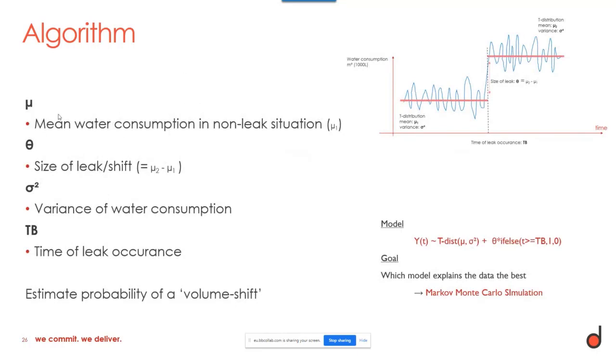The parameters of this model are the mean water consumption in a non-leak situation, the size of the leak, the variance, and the time of leak occurrence. These are all the parameters that we try to estimate. The model is defined by a t-distribution over these parameters, and to sample these parameters, we used Bayesian statistics, and more specifically the rjags package within R.